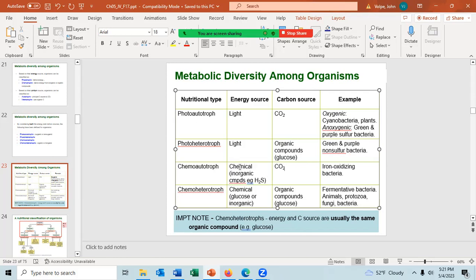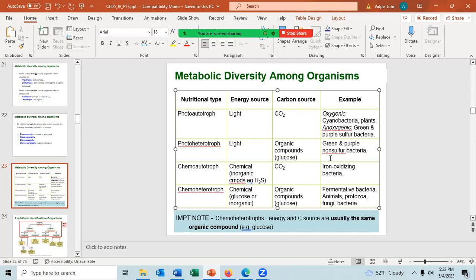All right. The fourth group, the hardest one to explain, are the photoheterotrophs. They obtain their energy source from light. That's why they're a phototroph. And they obtain their carbon source from an organic chemical compound such as glucose. There are some bacteria which are photoheterotrophs, such as the green and the purple non-sulfur bacteria.